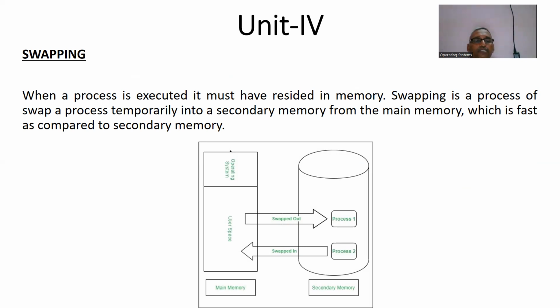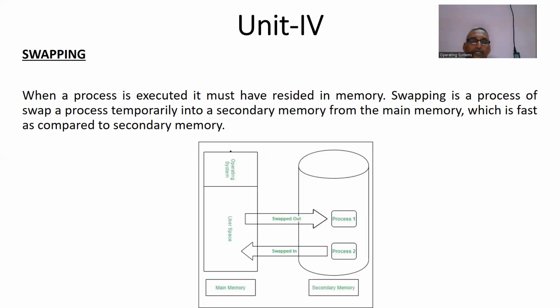Swapping is also known as roll-out, roll-in, because if a higher priority process arrives and wants service, the memory manager can swap out the lower priority process and then load and execute the higher priority process. After finishing the higher priority work, the lower priority process is swapped back into memory and continues its execution.